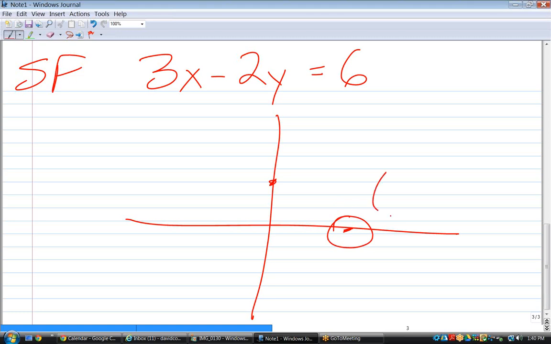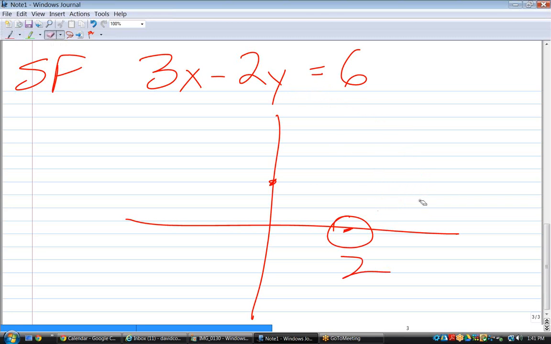I don't know what the coordinates of this point are. It's some x, but I do know that the y is going to be 0 because I am on the x-axis. So the way I can figure out what x is going to be is just to substitute that 0 in for y. What do you get? You get x equals 2, which is what you said.